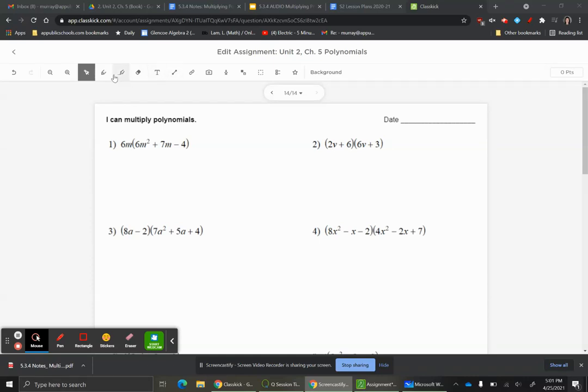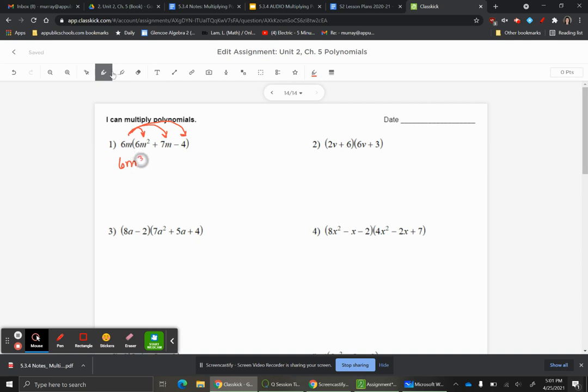All right, let's talk about multiplying polynomials some more. Like your first example in your pair deck, we're going to start by distributing with this first one. We're very used to this distribution that happens. So we're going to start with 6m times 6m squared gives us 6m to the third.